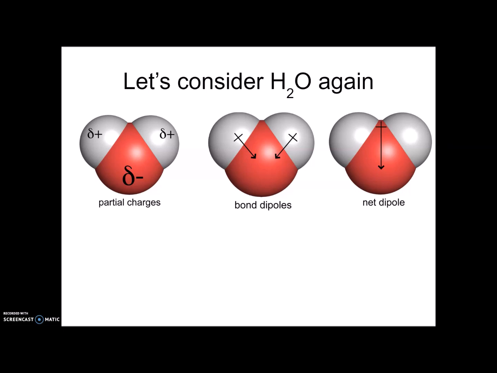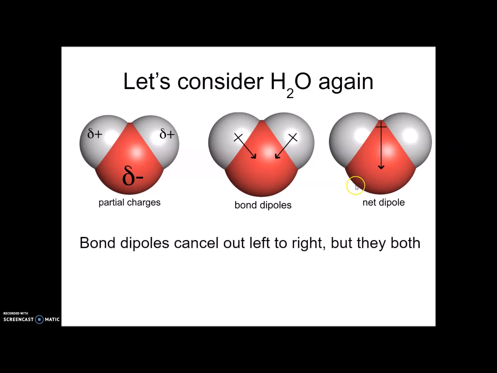If they're both pointing towards the oxygen atom, then they're both pointing at least partially downwards, at least as it's oriented in this picture. But the two bond dipoles are pointing in opposite directions left to right. The bond dipole on the left is pointing slightly to the right. The bond dipole on the right is pointing slightly to the left. So the left-right nature of the bond dipoles cancel out, and we're left with just a dipole for the molecule, called the dipole moment, pointing downwards. So bond dipoles in water cancel out left to right or side to side, but they both point downwards.